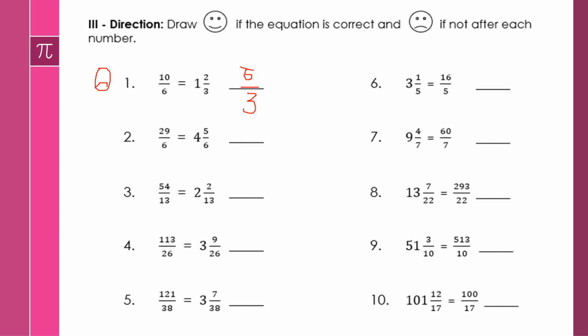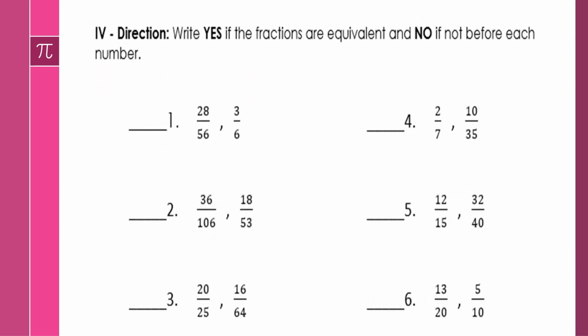Go ahead. And then here, we have another: write yes if the fractions are equivalent, and no if not. Okay, let's see. I'll give you a hint. For example, this 10 and 35, the GCF is 5. So this would be 2 over 7. So these are equal, the answer is yes.